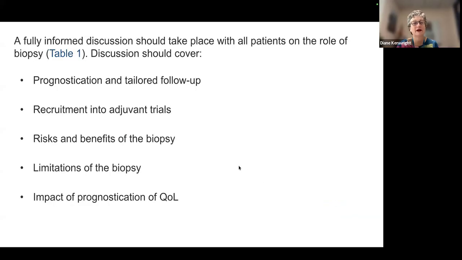And so you need to discuss this with patients. It depends whether the patient wants prognosis, tailored follow-up, an adjuvant trial. They should understand the risks and benefits of the biopsy. And you need to work out whether they can live with uncertainty or want a better idea of prognosis for their small melanoma.